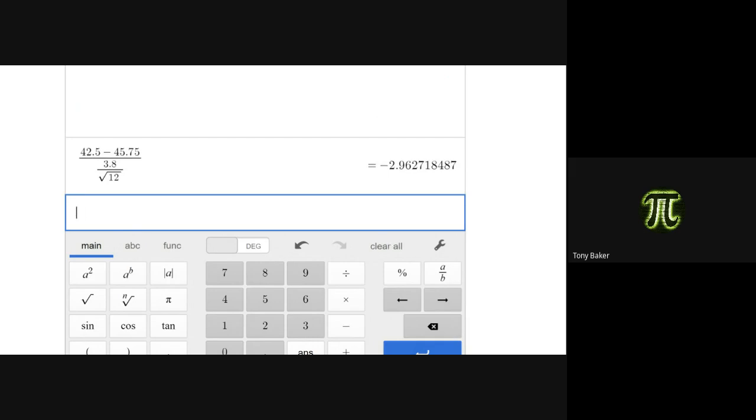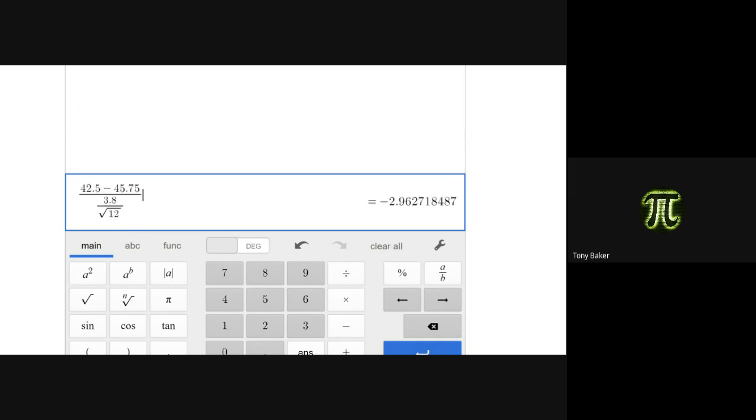I'm wondering if you typed the number in wrong. Oh, yeah. Okay, 2.38. That would make a difference.